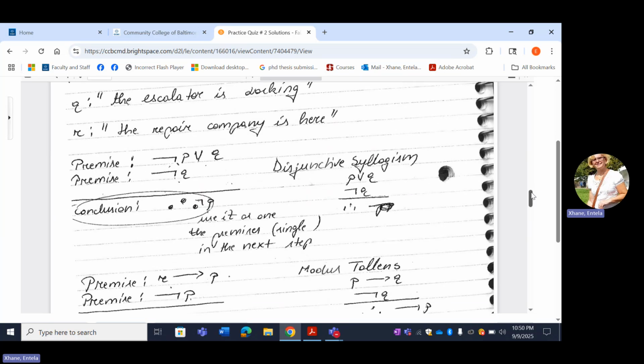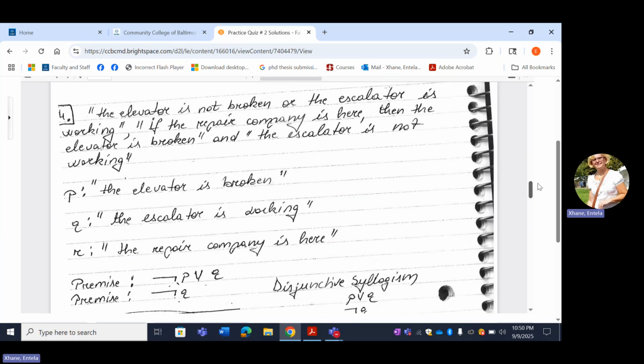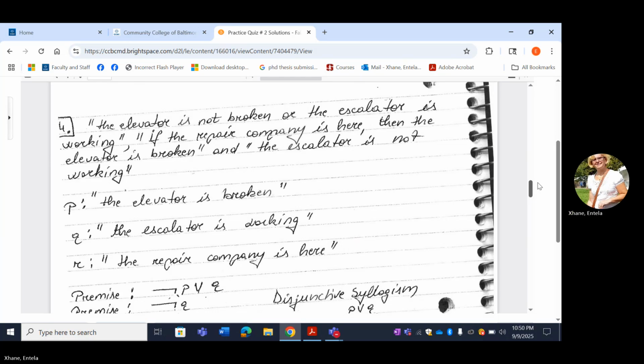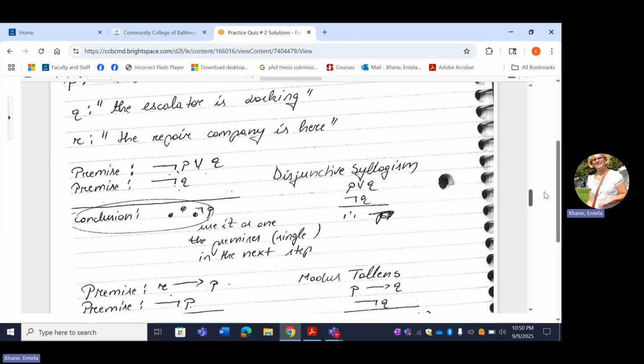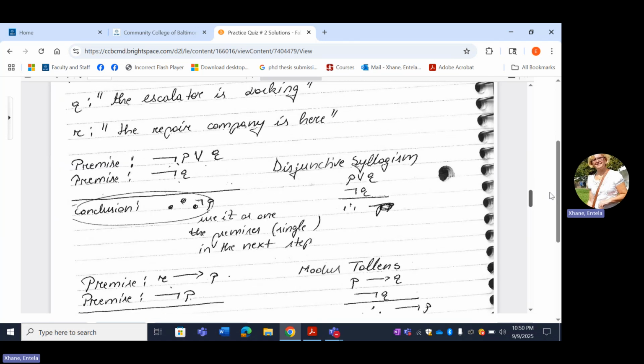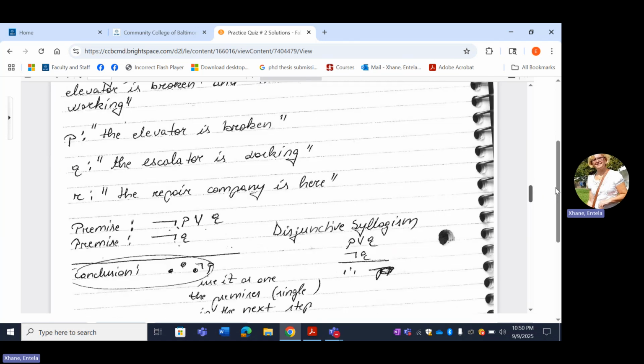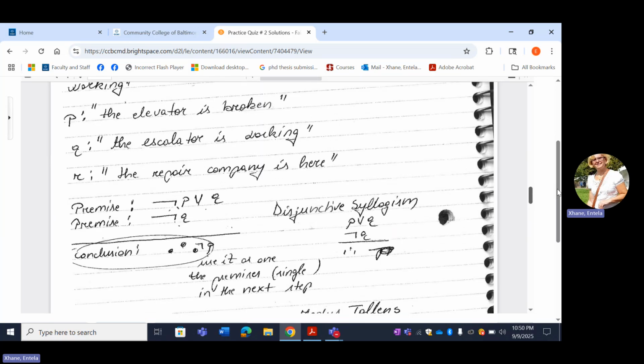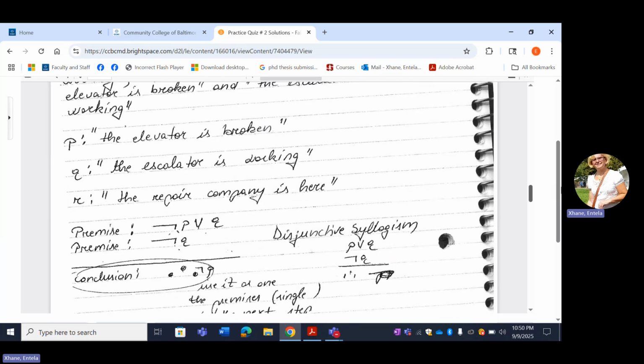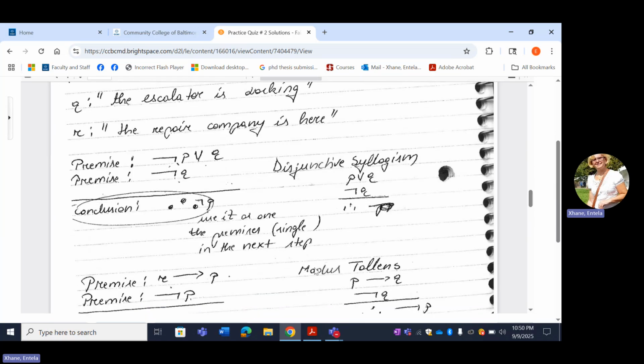Now the single premise will be combined with the second premise of this application. What is the second premise? The second premise is: if the repair company is here, then the elevator is broken. So if and then, that's going to be an implication. If the repair company is here, which is R, then the elevator is broken, which is P. So we have R implies P and not P, which is the conclusion of the previous one.